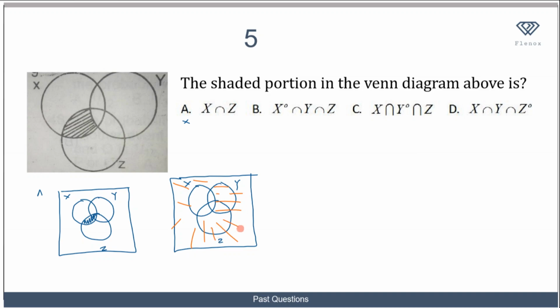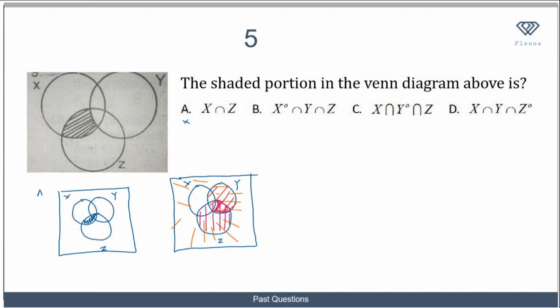So now we have Y. Let me indicate that with a red marker. Y represents all this region here, and Z, let me do that with a pink marker, represents all this region. The intersection of those three regions, as you can see, is this portion over here, where the three regions overlap. This is not what we are looking for, because what we are looking for is this portion between X and Z and not between Y and Z.